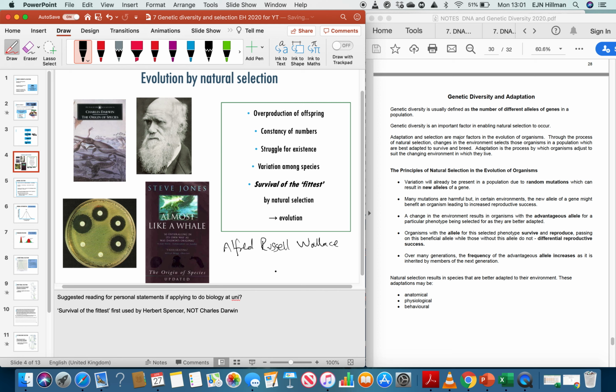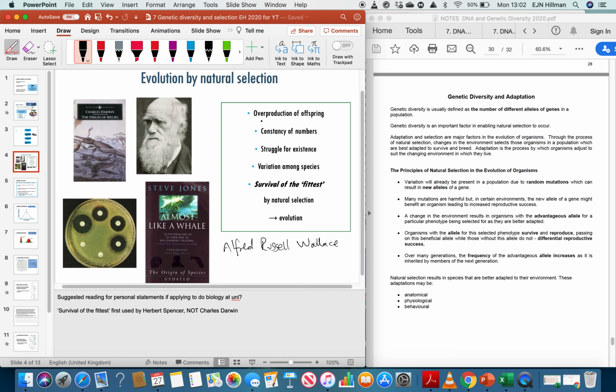Alfred Russel Wallace had independently come up with similar ideas on the passing of advantageous alleles and increased reproductive success as a way of explaining natural selection and evolution. Steve Jones, a more contemporary biologist, is an example there. So this is a sort of reflection on the origin of species, more recent.